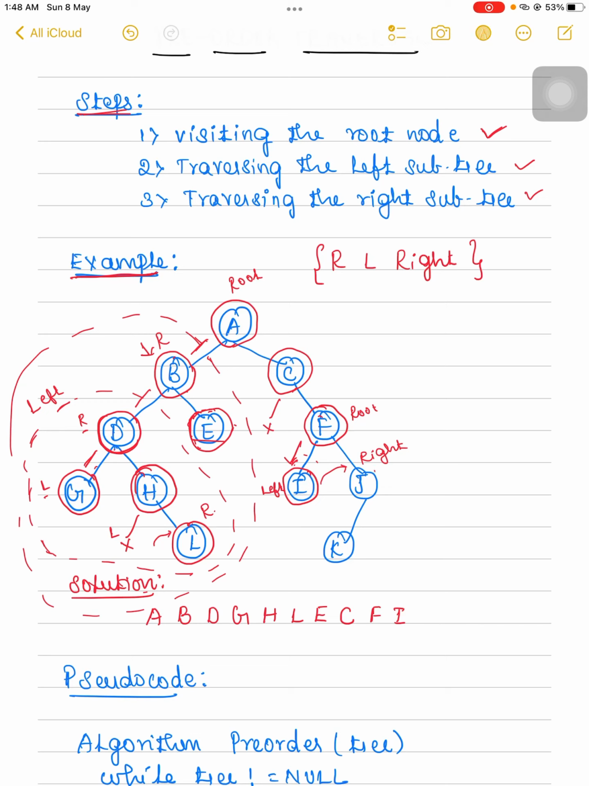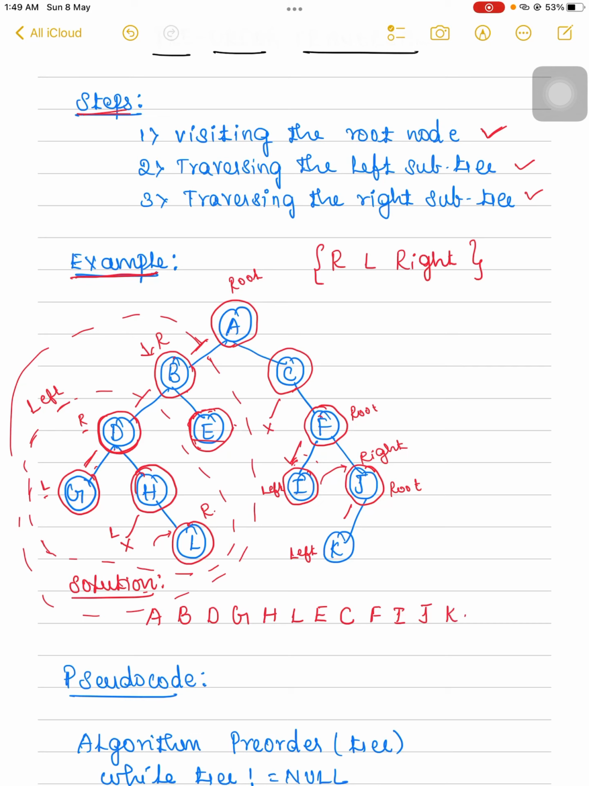But when we check the node J, it is again acting as a root node for the node K. So before visiting K, it will be visiting J first, since it is acting as a root node for the node K. After visiting the root node J, it is supposed to move on to the left subtree. In the left subtree, there is only one node, K. So K will be visited. It is acting as the left node for the root node J. So the node K will be visited.